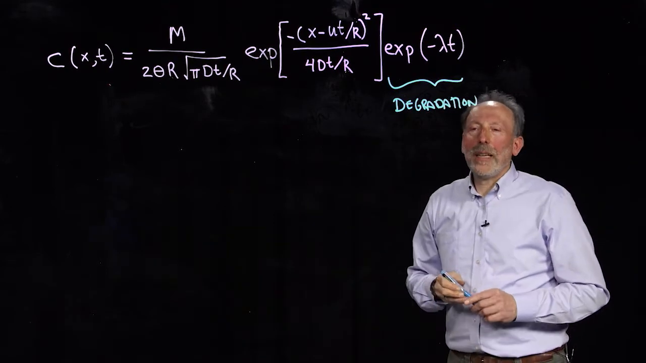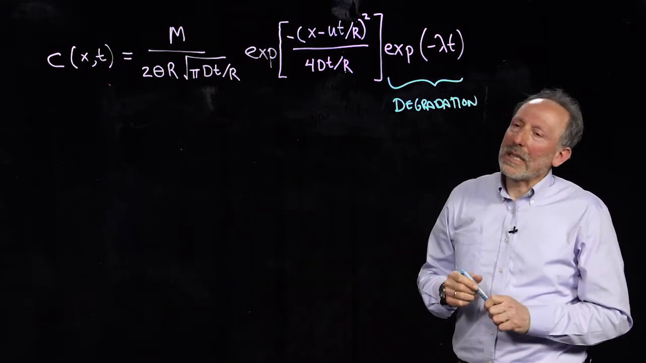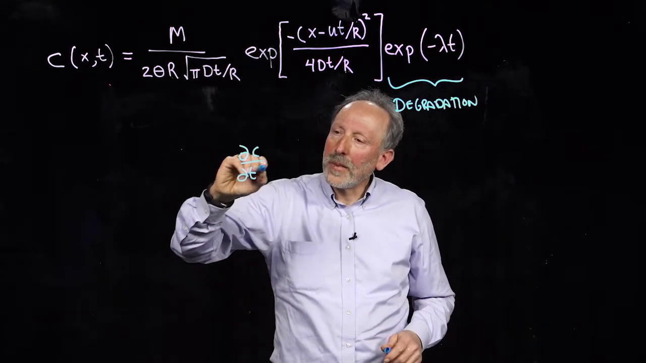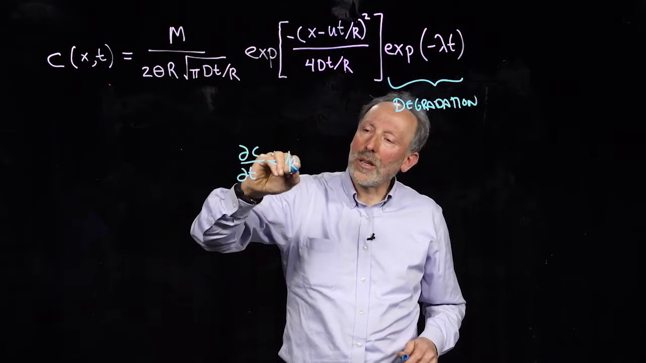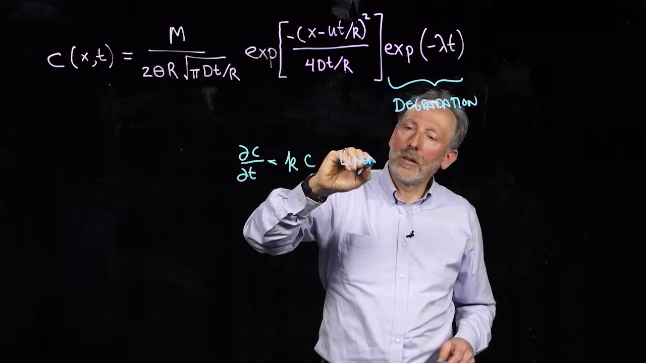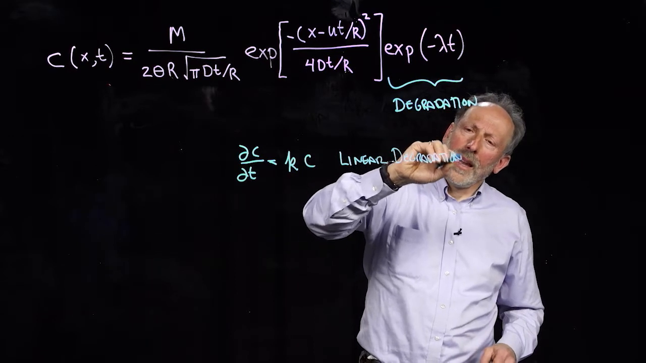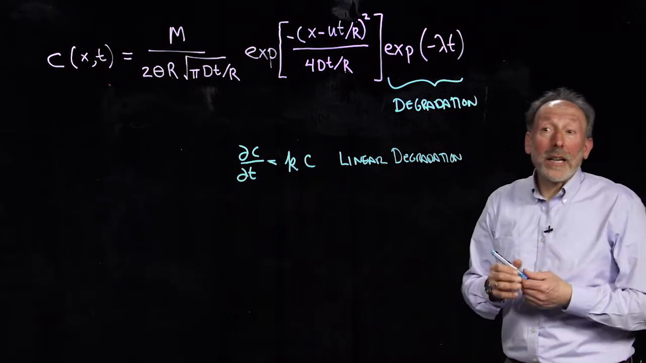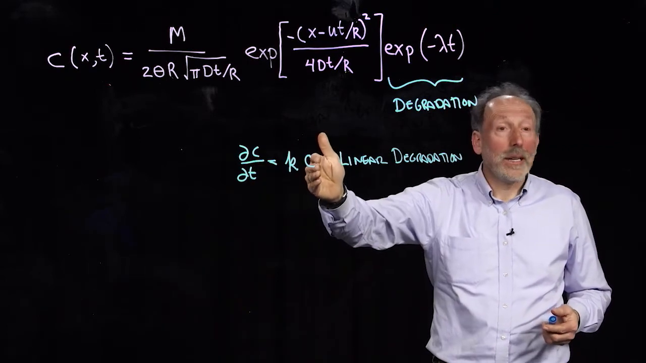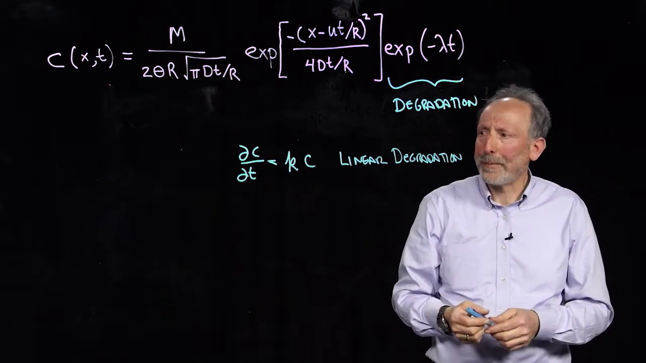The degradation term is, in this case, using what's called linear degradation, which means that the change in concentration in time is equal to a coefficient times the concentration itself. So this is a linear degradation. And you may recognize this from radioactive decay, for example. Radioactive decay, the amount of decay is proportional to the amount of radiation. So it's always losing a constant fraction of its mass in a given amount of time.